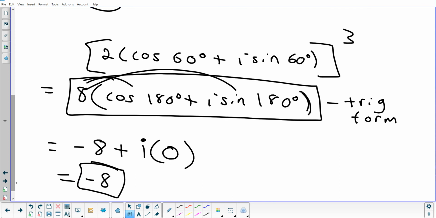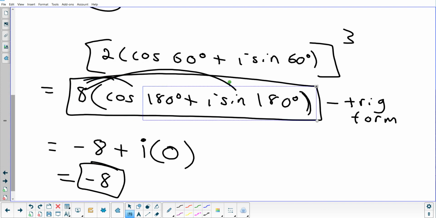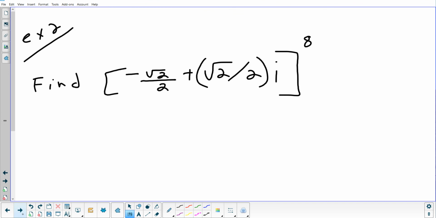Other questions on that? How'd you get negative 8? That's when I distributed 8 times the cosine of 180. And then when I did 8 times the sine of 180, I got 0. The i just stayed right where it was, but then multiplying by 0 cancels it out.